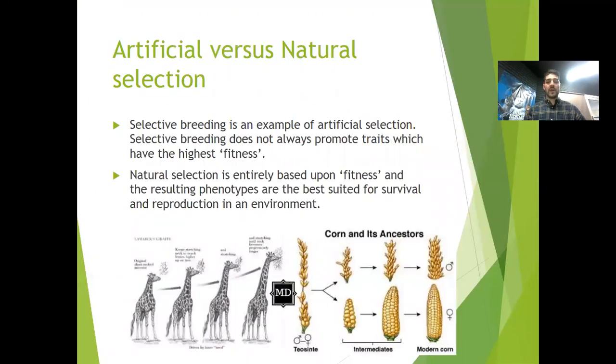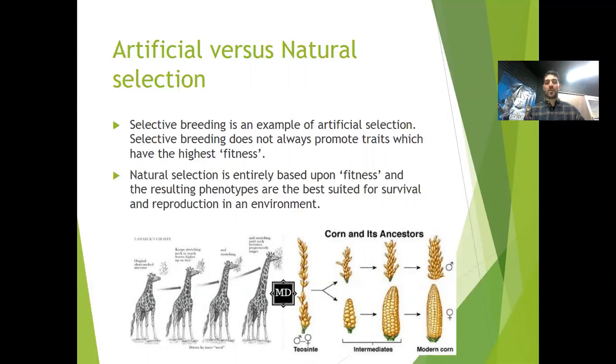So selective breeding is an example of artificial selection. So we don't always promote traits which have the highest fitness. In other words, they're not always the traits that would help this organism survive the best in the wild. And that's completely opposite to natural selection. Natural selection is entirely based upon fitness, and the phenotypes are usually the best suited for survival and reproduction in the environment. So for example, natural selection with giraffes, obviously we trended towards having a long neck, and that was the best suited for the environment the giraffe was found in.